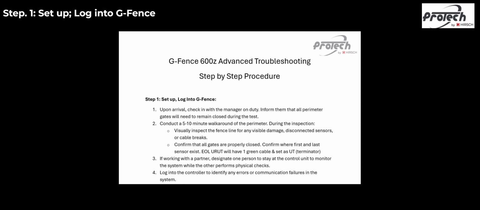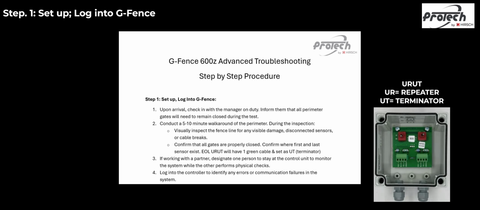2. Conduct a 5 to 10 minute walk around of the perimeter. During the inspection, visibly inspect the fence line for any visible damage, disconnected sensors, or cable breaks. Confirm that all gates are properly closed. Confirm where first and last sensor exist. The end of the line URUT will have one green cable and will be set as UT terminator.